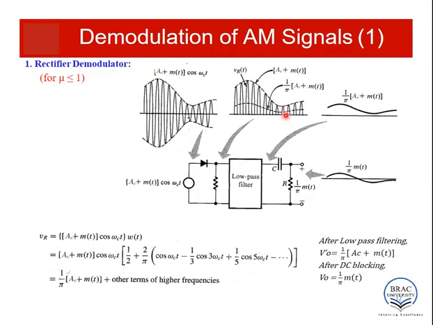Then it is passed through the low pass filter, so the high frequency component is blocked and only the low frequency envelope is passed. And finally, the DC blocking capacitor removes the DC component, and this is the final signal, which is 1 by pi m(t). Don't worry about the factor 1 by pi. We can get rid of this using an amplifier.